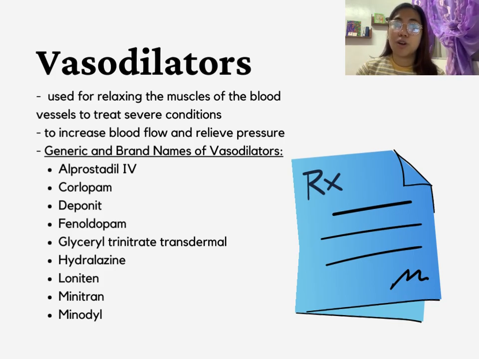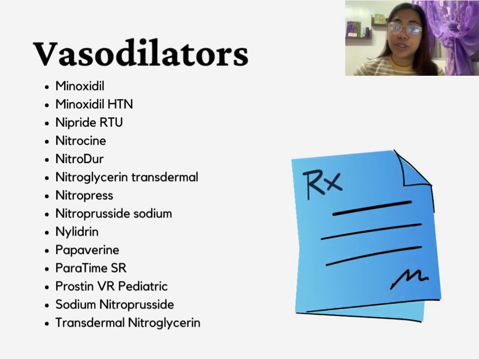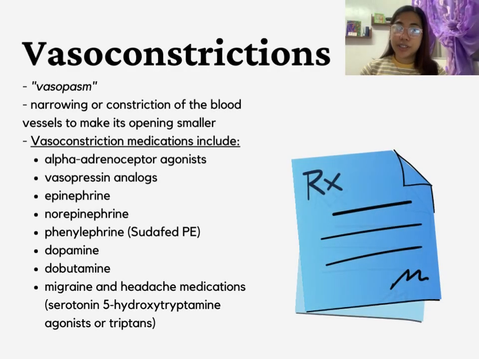Generic brand names of vasodilators include the following. Here is the continuation of examples of vasodilators. On the other hand, here is vasoconstriction. It is the narrowing or constriction of the blood vessels to make their opening smaller. It happens when smooth muscles in blood vessel walls tighten. Vasoconstriction medications include the following: alpha adrenoceptor agonists, vasopressin analogs, norepinephrine, and so on.